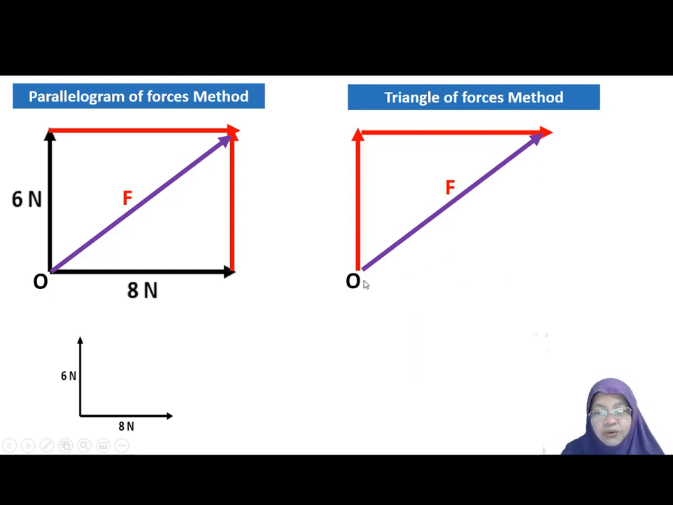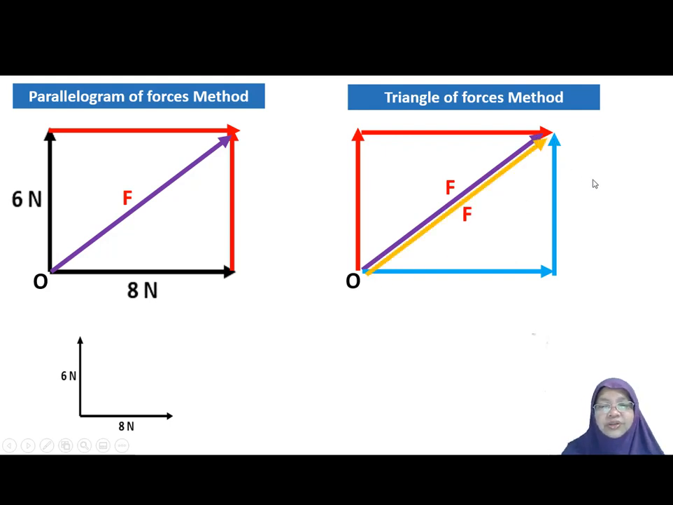Or we can start from O with 8 Newton. Okay, so we start with O. So this is the 8 Newton. Then we add up with 6 Newton. Okay, here. And we get here, right? So this is the end of the 6 Newton. So the diagonal is from O to here. So this is also the resultant force. Nampak tak? Look at this, this is the parallelogram, right? So the triangle method is half of the parallelogram method.